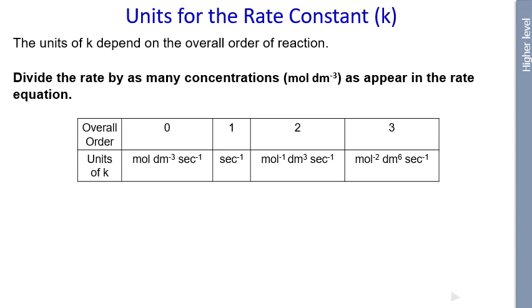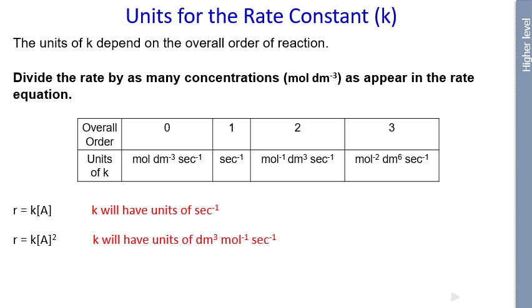Just to illustrate that point, if R is equal to K times the concentration of A, then the rate constant K will have units of seconds to the minus 1, because it's basically first order. If R is K times the concentration of A squared, then it's going to be second order, so the units are moles to the minus 1, decimeters cubed, seconds to the minus 1.